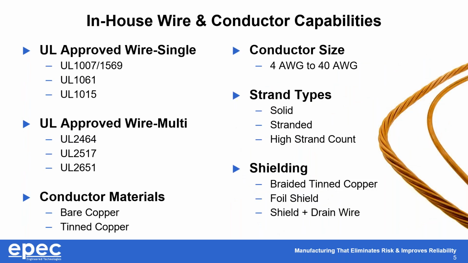One of the benefits that Epec can offer you and your project is the fact that we extrude our own UL approved wire in-house. The reason that's such a cost and delivery advantage for our customers is the fact there's no middleman. We hold the UL certification, we extrude our own wire, we have all the raw materials available in stock so we can make any combination of these wires, these conductors, and shielding to get you the final completed multi-conductor cable that you need for your product.